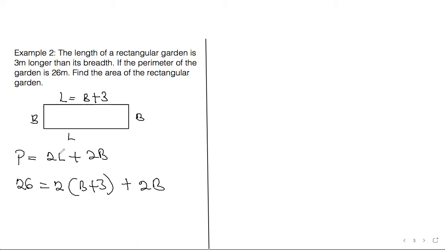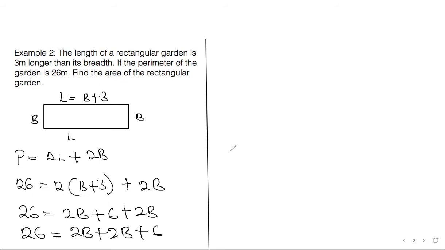Okay, so what I've done here is just replace L with B plus 3. So 26 will be 2B if I remove the bracket, then plus 6 plus 2B. Okay, so 26 will be, if I collect like terms, 2B plus 2B plus 6. And I have 26 equals 4B plus 6.